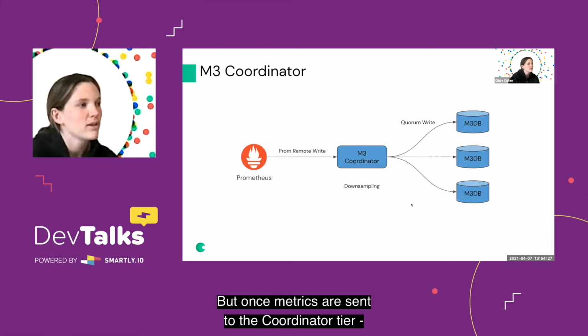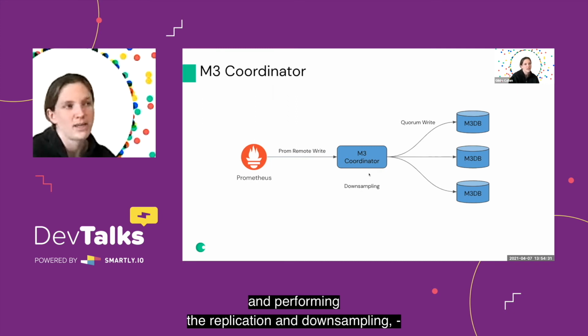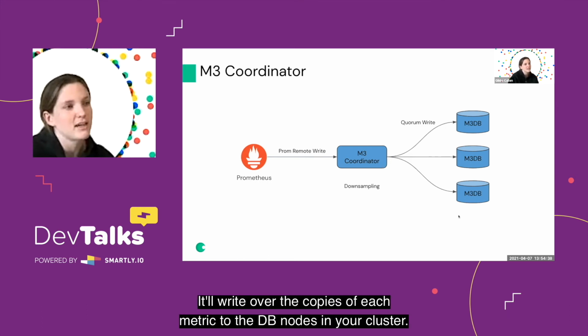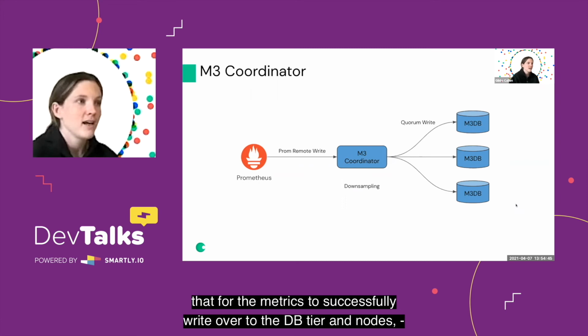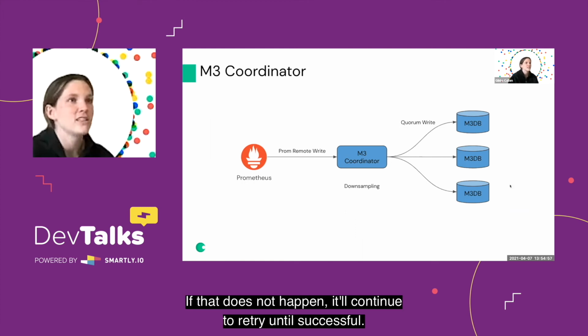Once metrics are sent over to the coordinator tier, it'll perform any of that replication and downsampling that you may want, and then it'll use a concept we call quorum write to write the 3 copies of each metric to the various DB nodes in your cluster. When we say quorum write, we basically mean that in order for metrics to successfully write over to the DB tier and the DB nodes, at least 2 of the 3 copies have to successfully write over. If that does not happen, it'll continue to retry until it does become successful.